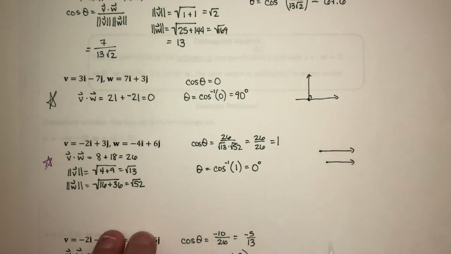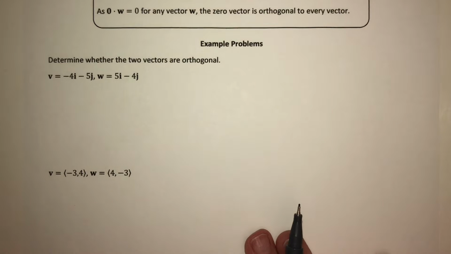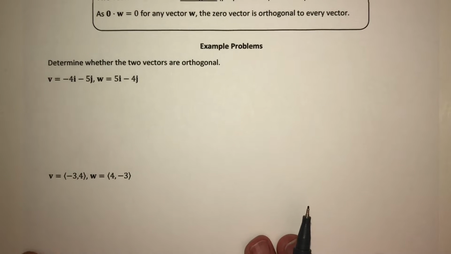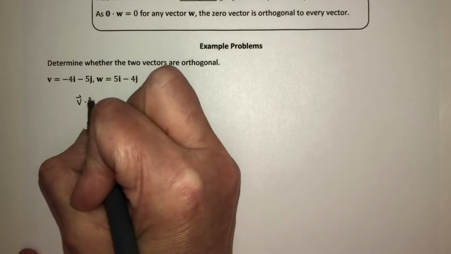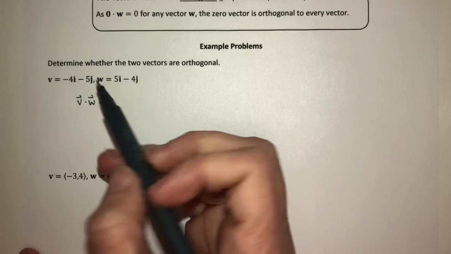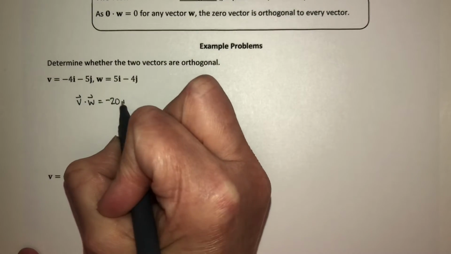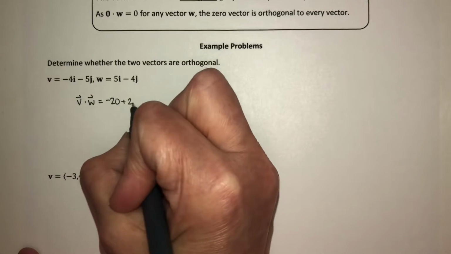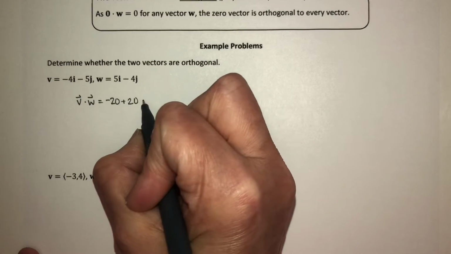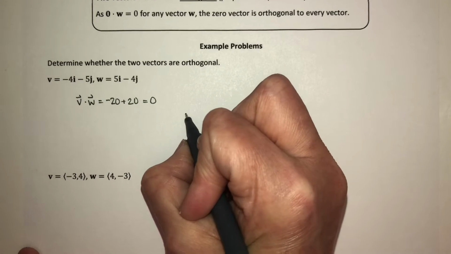which means they are orthogonal. So if we're asked to determine whether the two vectors are orthogonal or not, all we need to do is find the dot product. So if I do v dot w, I get negative 20 plus negative 5 times negative 4, which is positive 20. Negative 20 plus 20 is 0, so these are orthogonal.